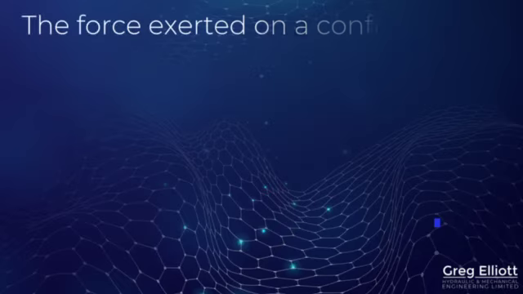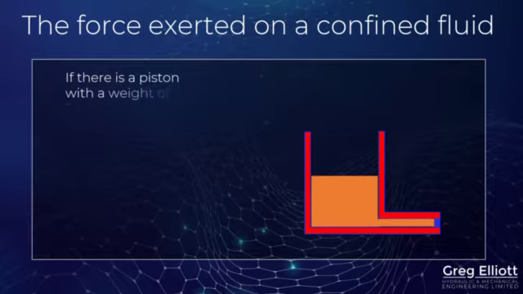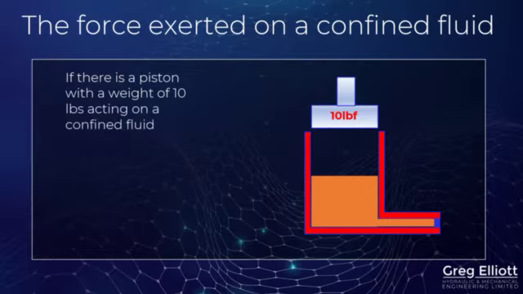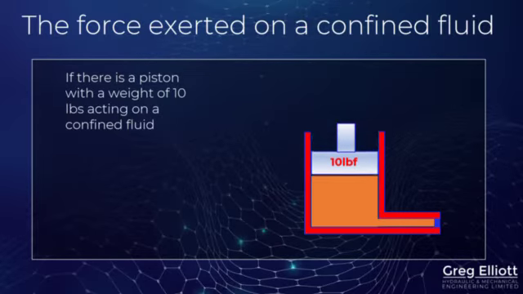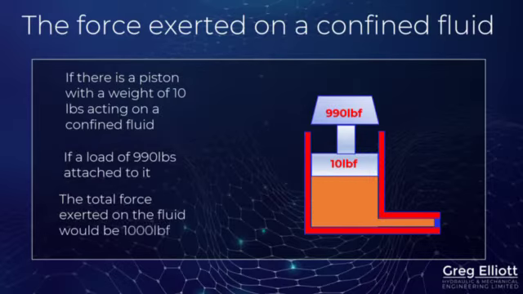The force exerted on a confined fluid. If there is a piston with a weight of 10 pounds acting on a confined fluid, and a load of 990 pounds is attached to it, the total force exerted on the fluid would be 1,000 pounds.